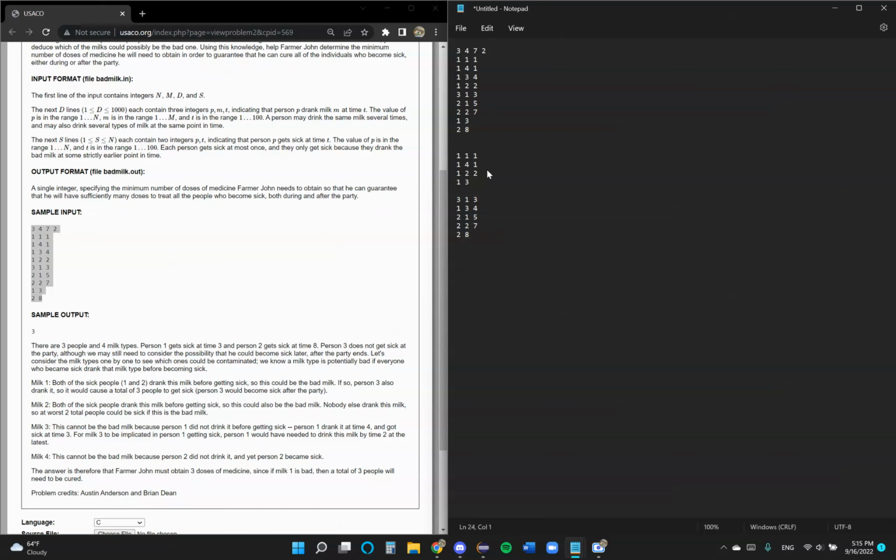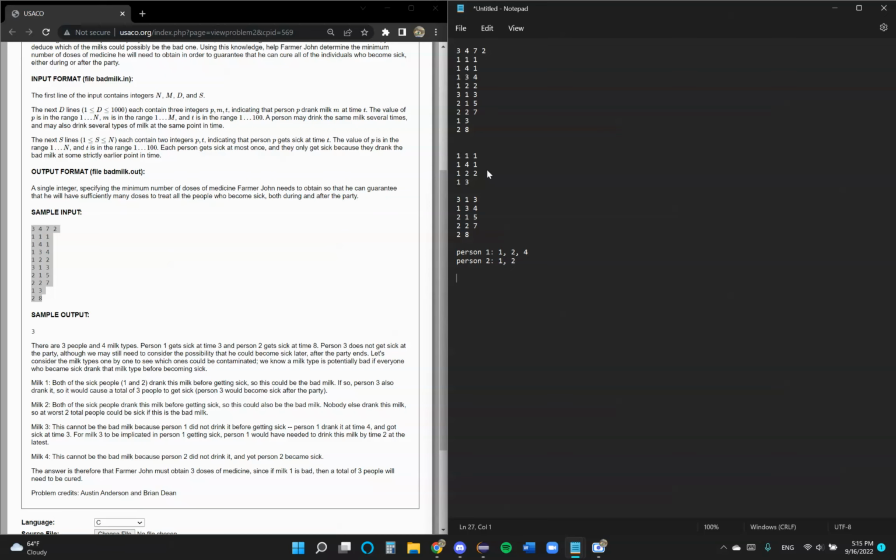So we see that person 1 has drank milks 1, 2, and 4 before they got sick, and person 2 has drank 1 and 2 before they got sick. So the overlapping region is definitely 1 and 2. So we see that the contaminated milk could have either been 1 or 2, but we're still unsure of that. And so is Farmer John.